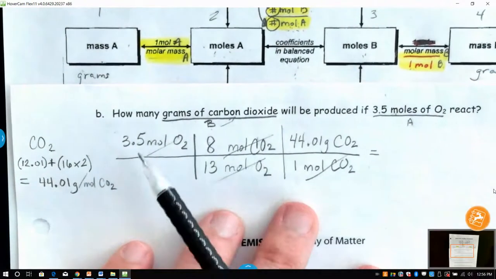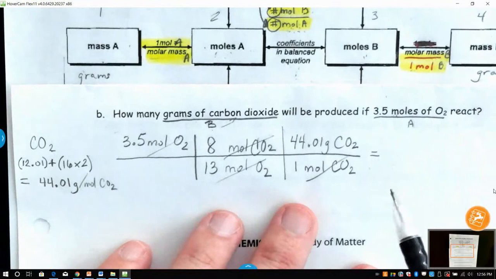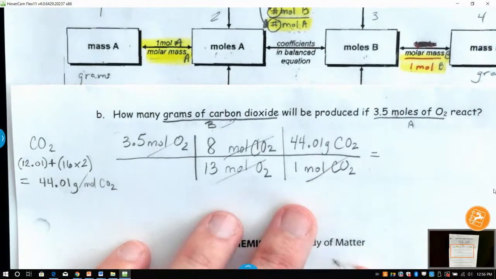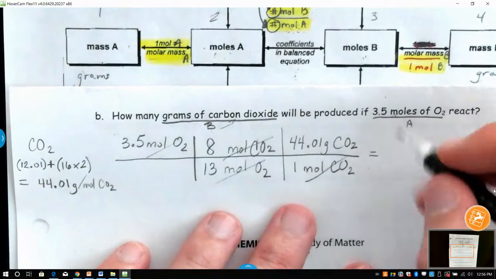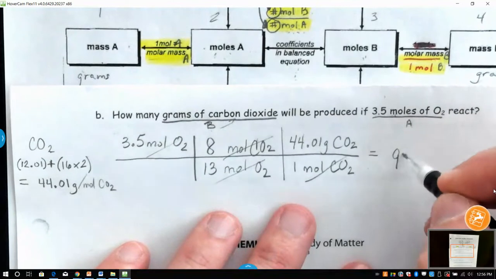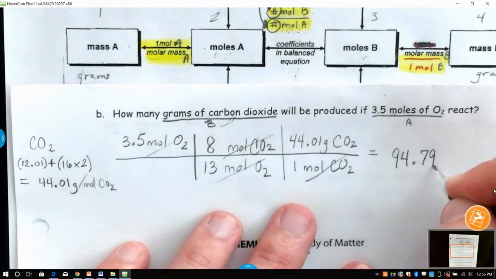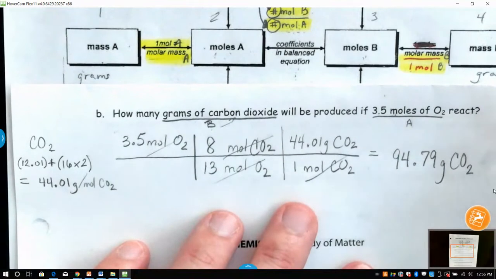So calculator, multiply everybody on top. 3.5 times 8 times 44.01 equals, divide by 13. You don't need to divide by 1 or multiply by 1 because it doesn't change the number. And so 1, 2, 3, multiply together, divide by 13, and you should get an answer of 94.79, and that will be grams of CO2.